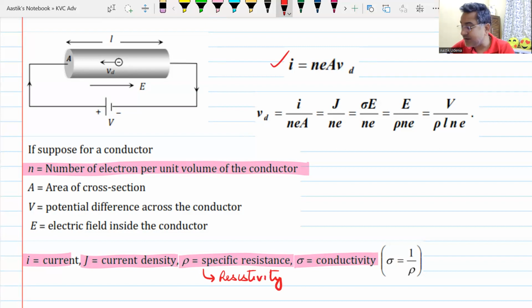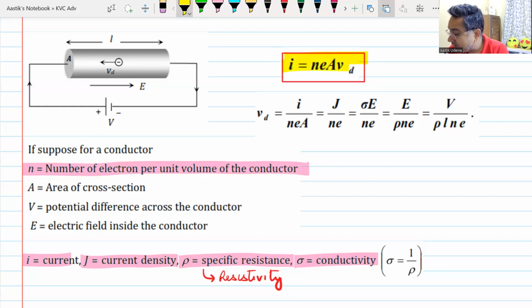I is equal to nAeVd. Have you seen this relation anywhere? I is equal to nAeVd. Okay, n is the number of electrons per unit volume, e is the charge of an electron, A is the cross-sectional area, and Vd is the drift velocity.